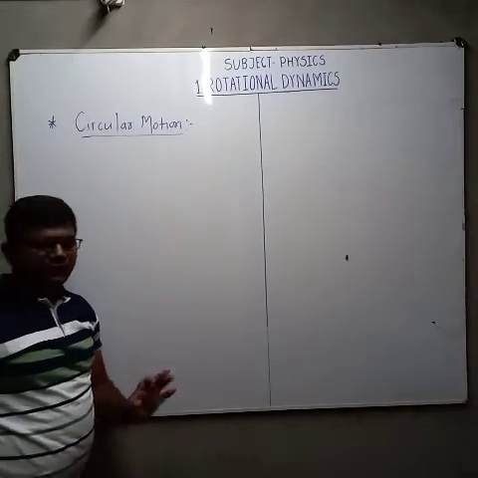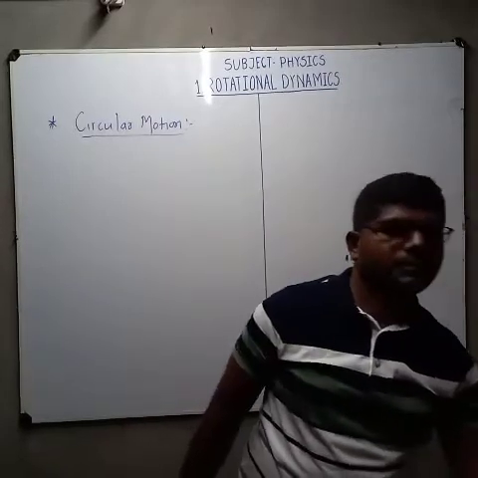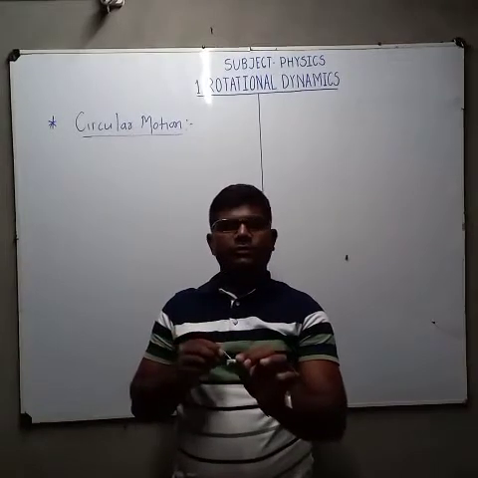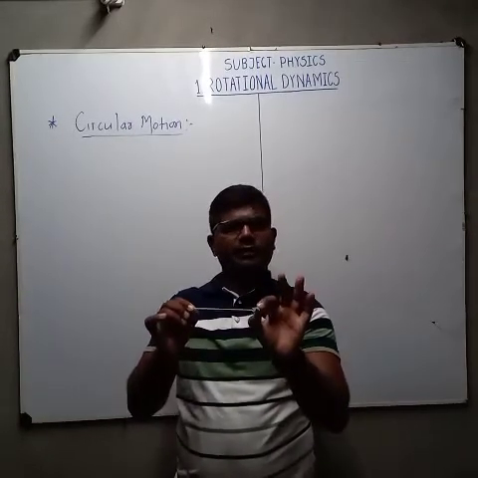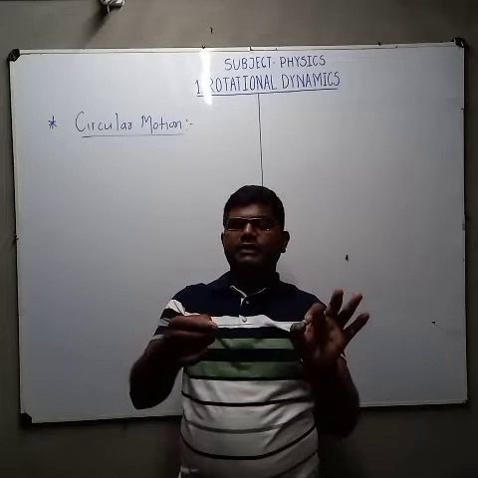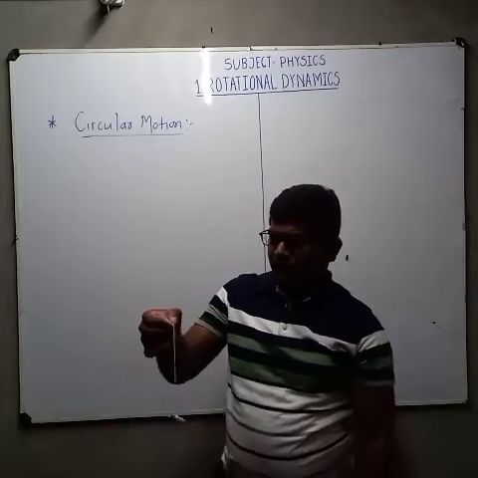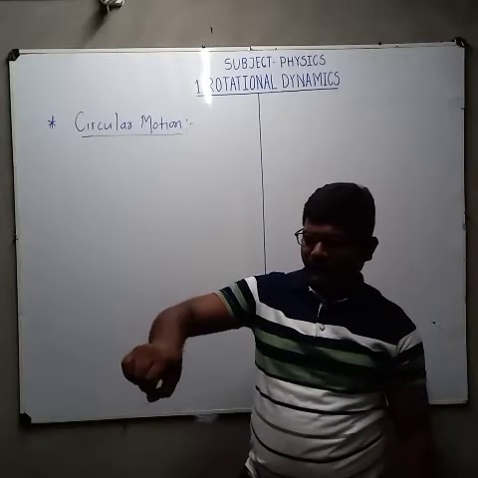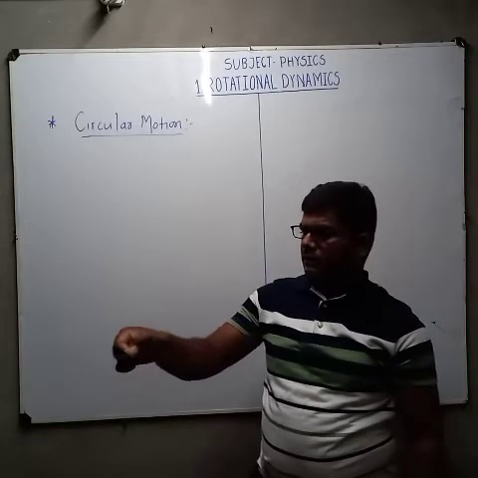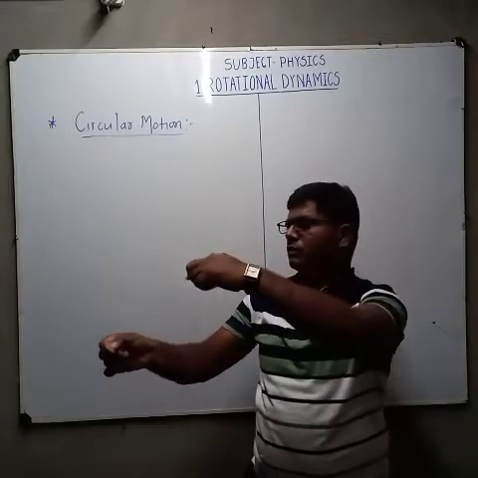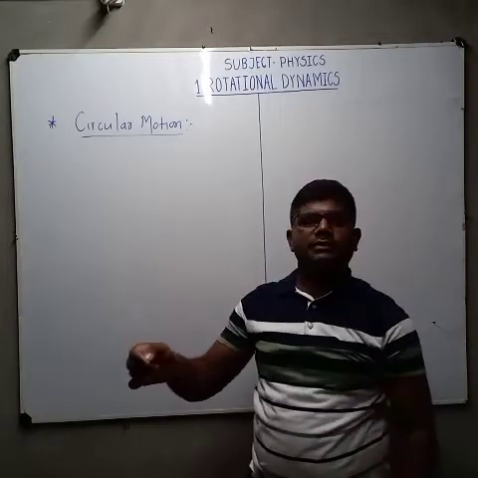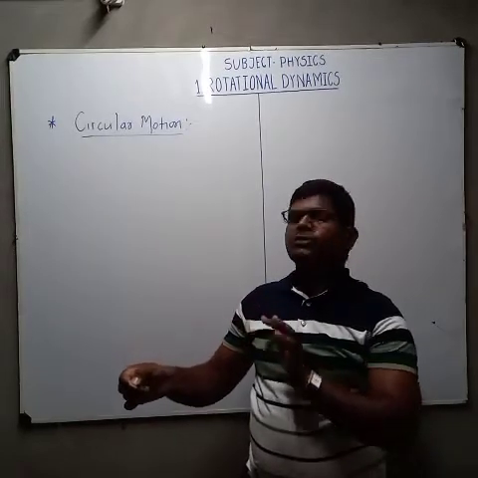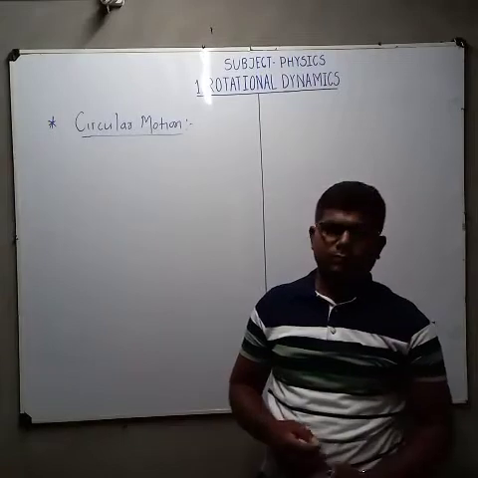Now we have to first see what is meant by circular motion. For that, we take an example of a piece of chalk and a string. Suppose this piece of chalk is tied to one end of a string and the other end of the string is in my hand. Now we fold the piece of chalk either like that or like that. Here the piece of chalk is moving along the circumference of a circle. So the motion of the piece of chalk is circular motion.